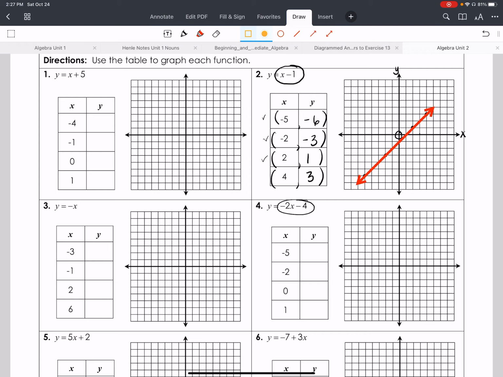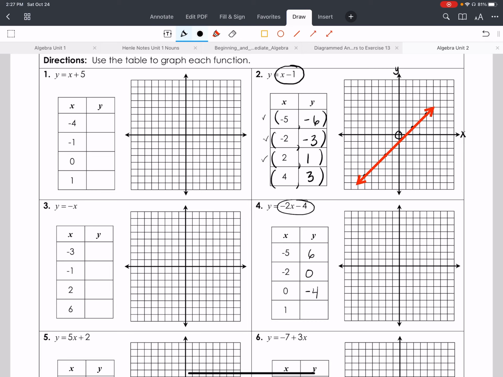So -2 times -5 is +10. 10 minus 4 is 6. Now I'll use my -2 in my function rule. I'm going to take -2 and multiply it by -2. That gives me +4. And then I take away 4 and I get 0. When I use 0 as my input number, -2 times 0, well, that's just 0. So 0 minus 4 is -4.